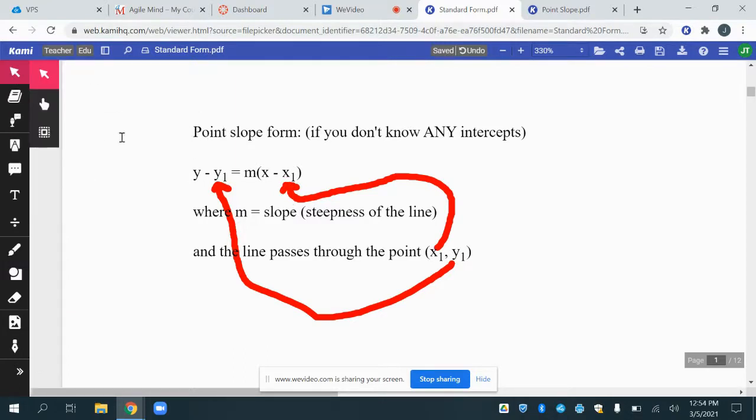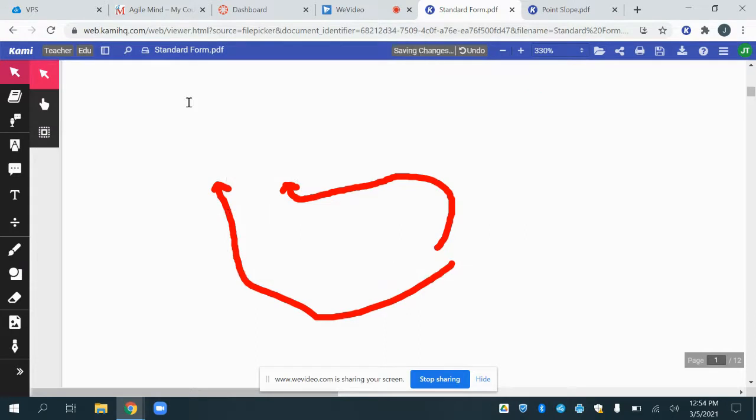So I'm going to erase this and we're going to move on. Okay, hopefully that clarifies some of the things we're dealing with.